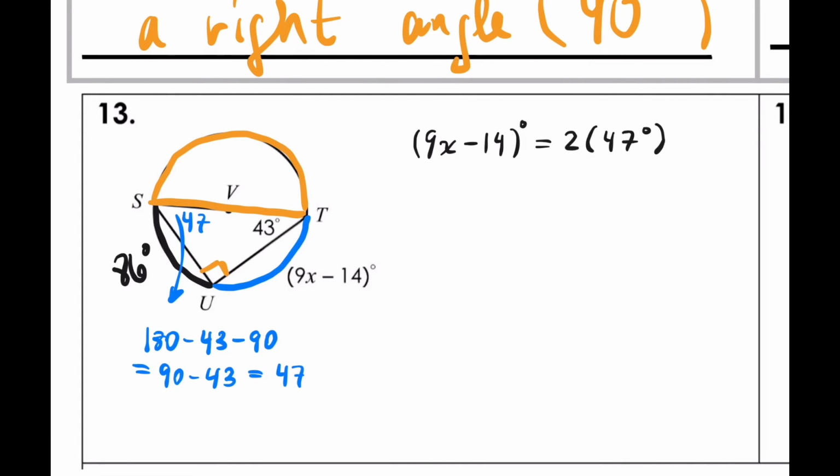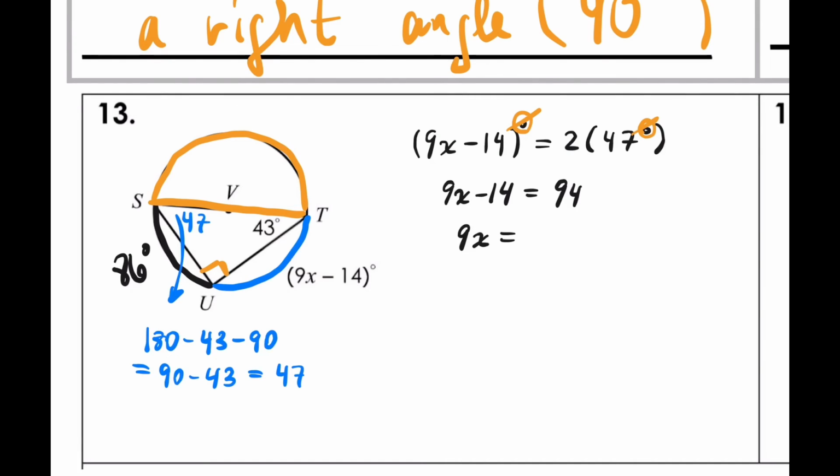So, if I solve this for x, and I drew this intentionally so that we could see, here I'm talking about degrees, so my answer is going to be in degrees. So I can just ignore these degree signs for the time being. I'm going to rewrite 9x minus 14 without the degree sign to avoid confusion, and that will equal 94. So add 14 to both sides first, right?